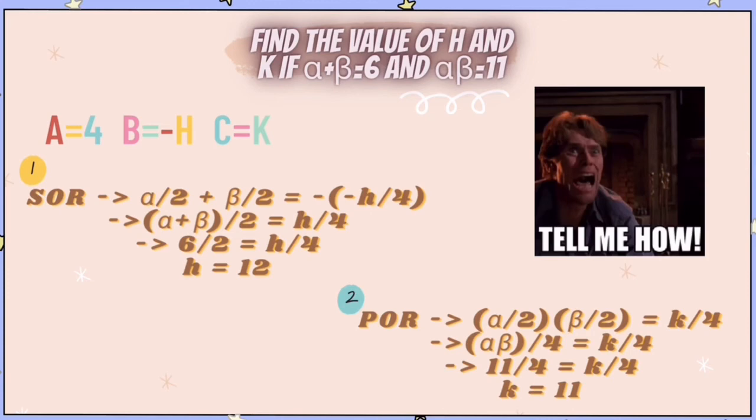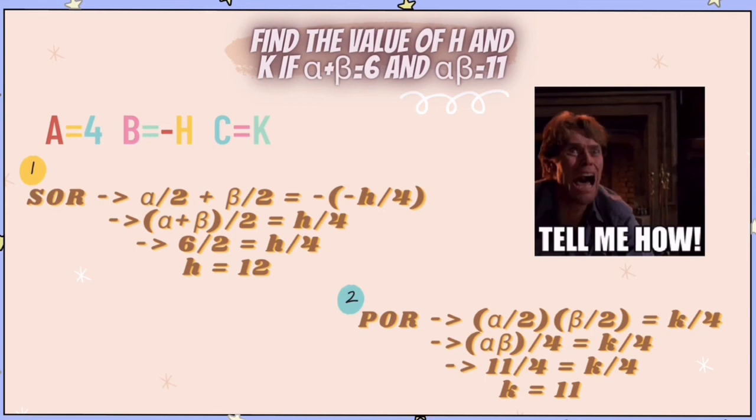First, find the sum of roots, which is negative b over a, equal to negative in bracket negative h over 4. After that, we find h by the equation alpha over 2 plus beta over 2 equals negative in bracket negative h over 4. After that, we solve it. Don't forget to substitute alpha plus beta with 6.